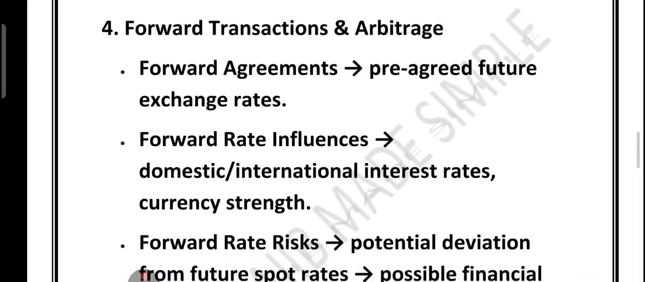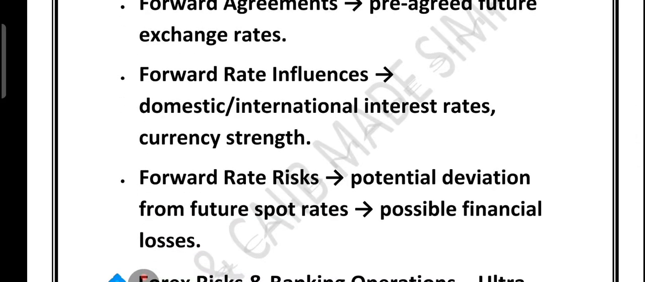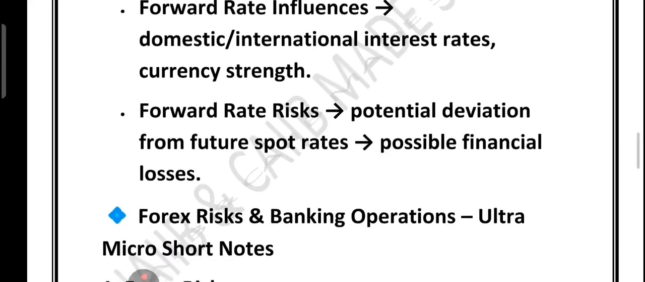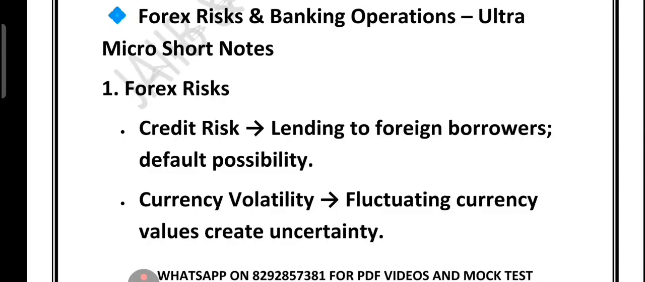If you look at the forward transaction and arbitrage, forward agreements are the pre-agreed rate for currency exchange in the future. And forward rate is influenced by domestic and international interest rate and currency strength. Right. If you look at the risk, forward rate may deviate from future spot rate, causing potential financial loss. So to summarize, we can say forex instruments like bill of exchange, spot forward transaction, they help business manage international payment efficiently. You can see the role of forex in the case of treasury. You can see they are the inseparable part.